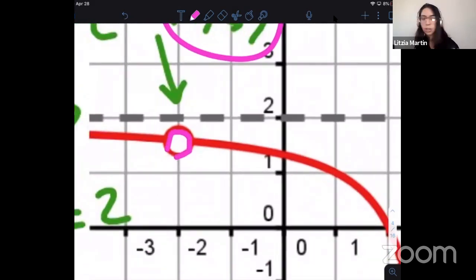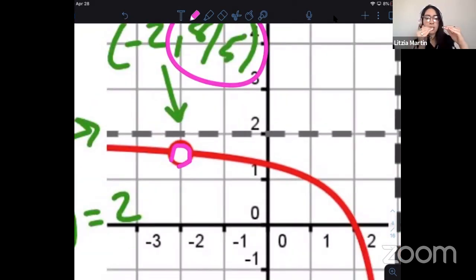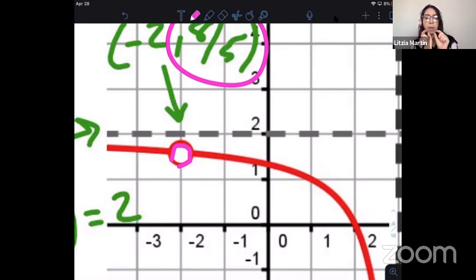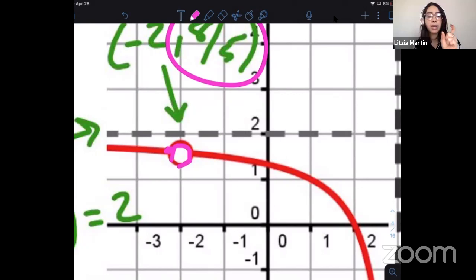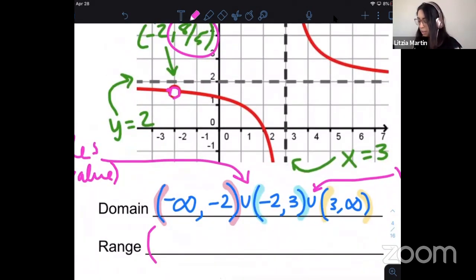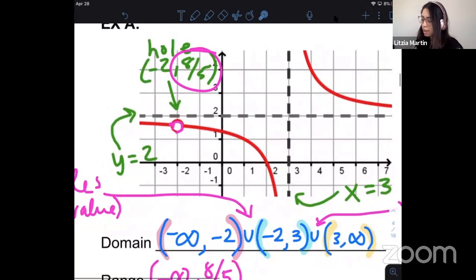Because if I look really closely, the graph is going to be cut off at 8/5, but then right after that, it's picking right up. So the point right after that, that little decimal up, that's going to exist. So when I write my range, I'm going to go from negative infinity to 8/5. And then after that, if I follow the graph, this graph is going to keep going, but it's not going to go higher, and it's never going to touch y equal to 2.